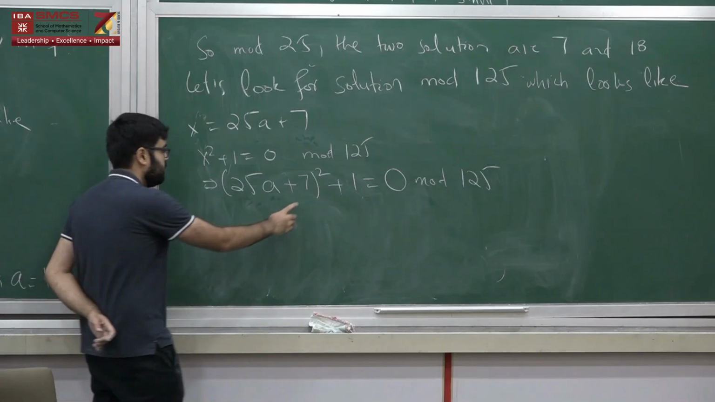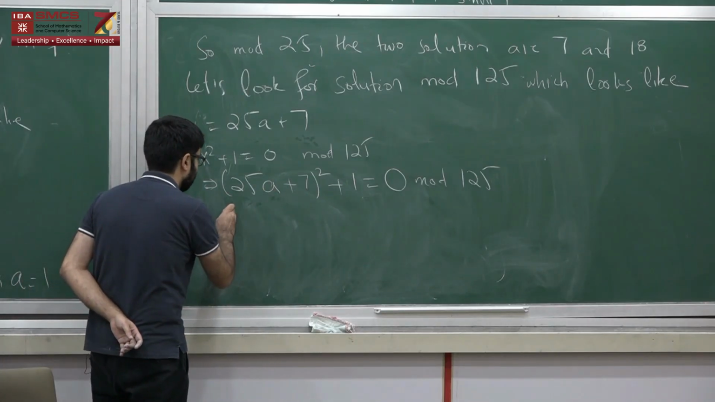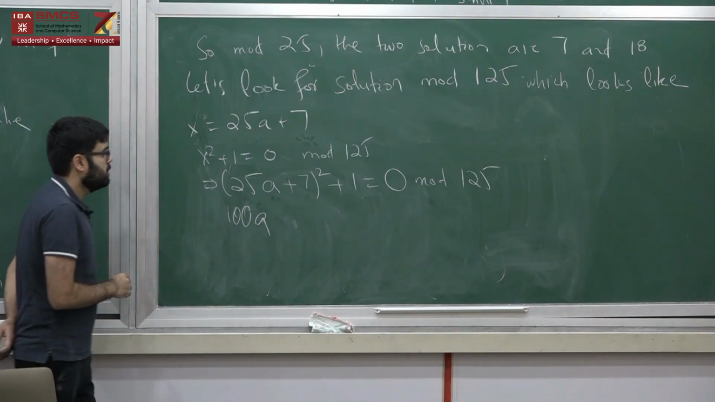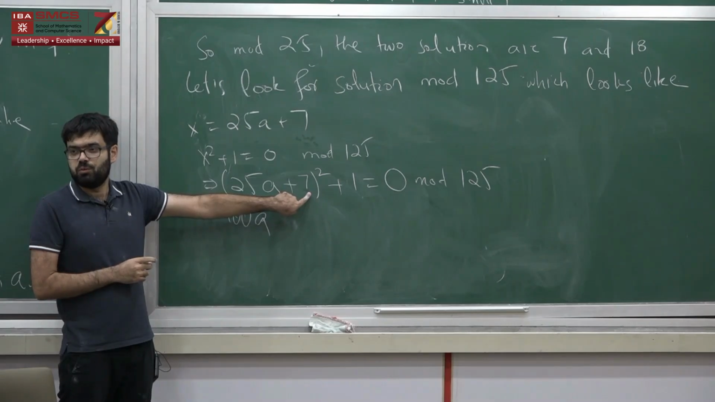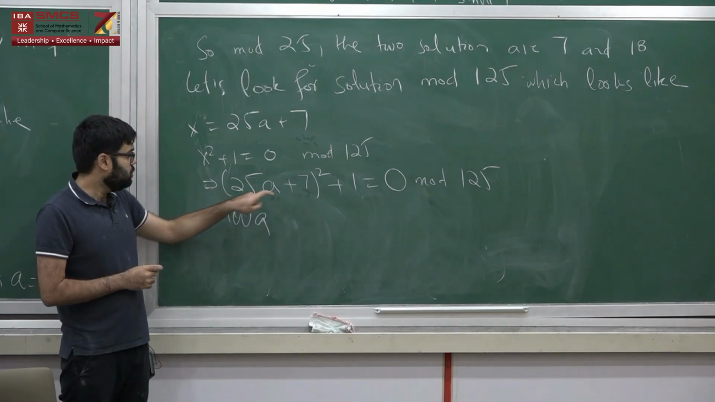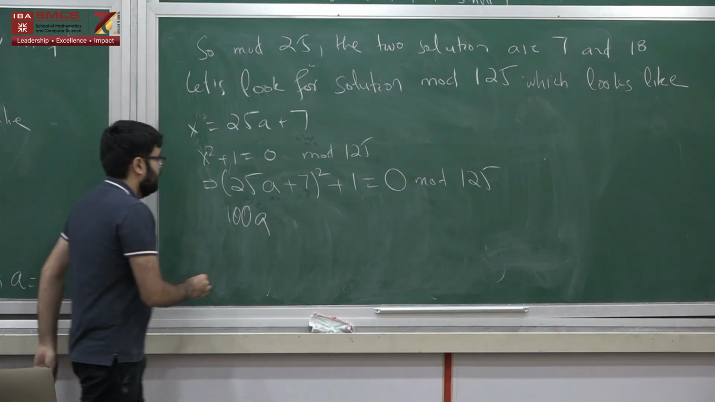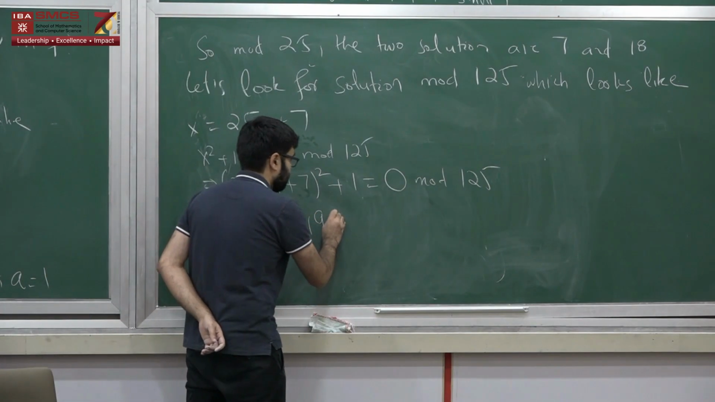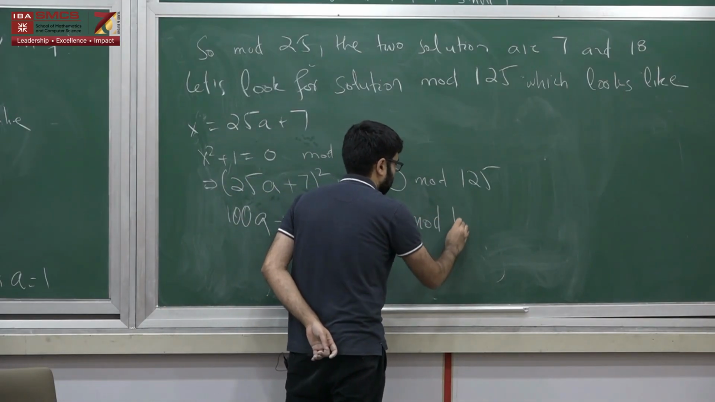Then the other one will be, I think this is 2. So it will be 100a. When I am multiplying it, I only care about 7 times 2 mod 5. So this will be 2 times 25 times 2, 100a, and the last term is again 49 plus 1, 0 mod 125.